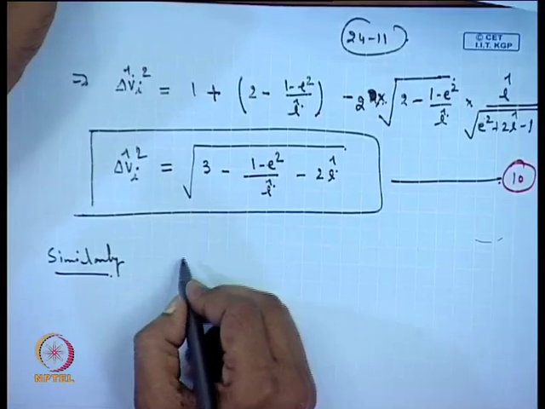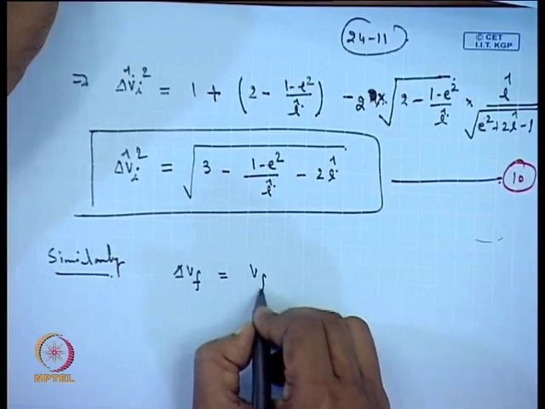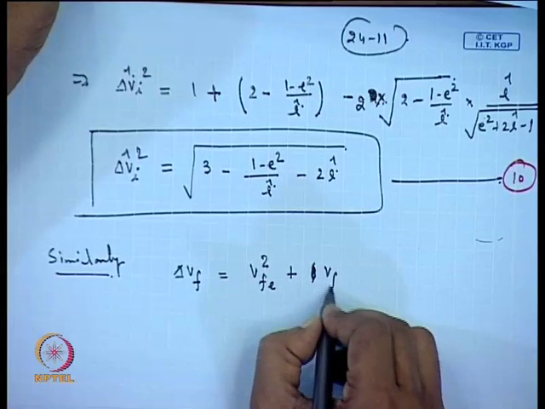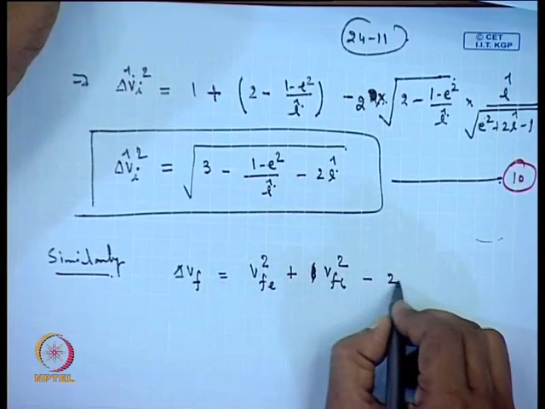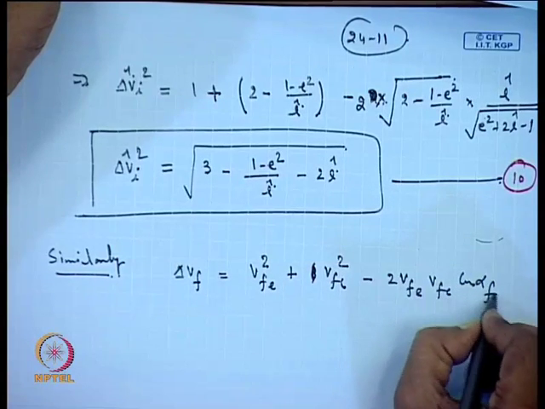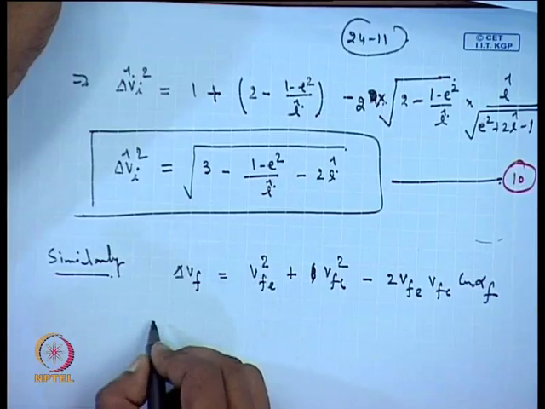Similarly, delta V f is our V f E square plus V f C square minus 2 V f E V f C cos alpha f, okay, dividing both sides by V I C.